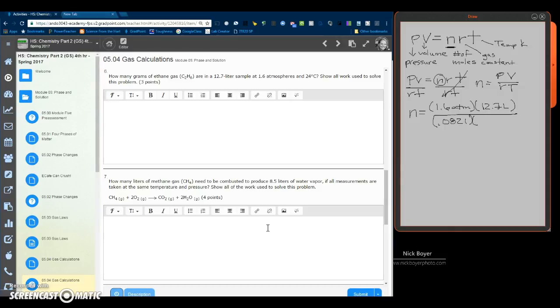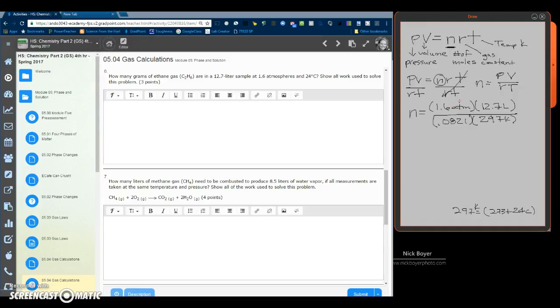And just a quick side note, this temperature is given to us in Celsius, so it says it's 24 degrees Celsius. In order to convert it to Kelvin, I need to add 273, and that's going to give me 297 Kelvin. Okay, so my temperature is 297 Kelvin. And so then we're just going to do some easy math to determine the number of moles.